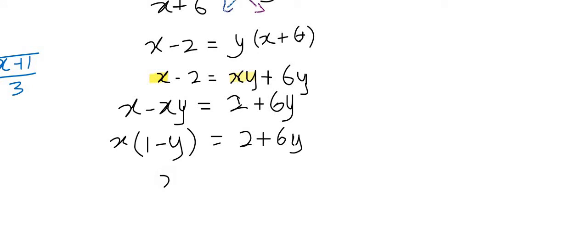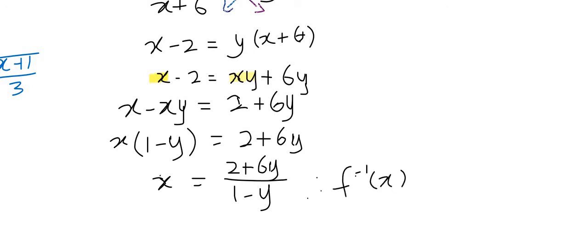And one more last step, divide by what you do not want to the other side of the equation, and that gives you this one here. Therefore the inverse of f will be 2 plus 6x divided by 1 minus x.